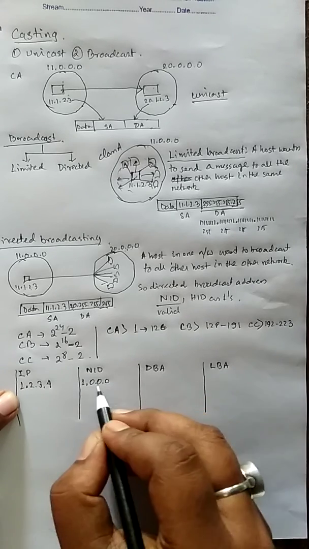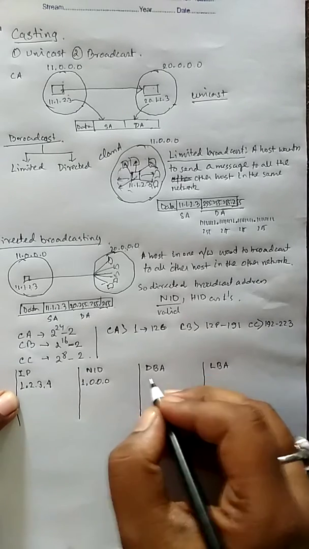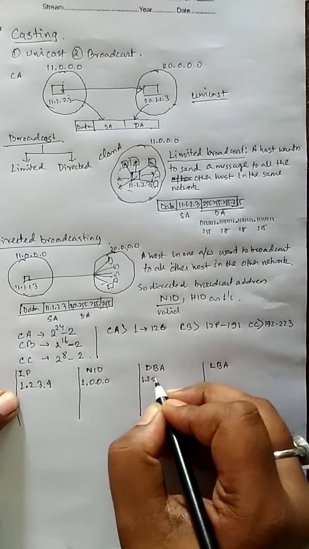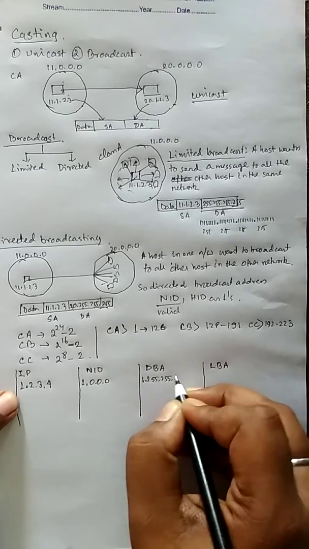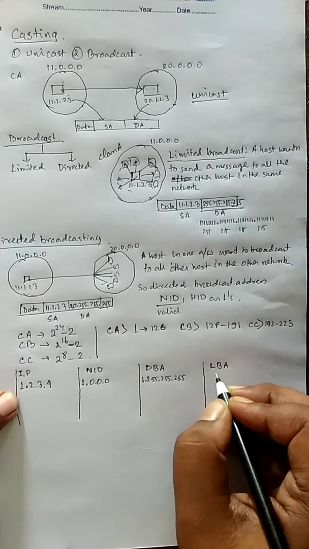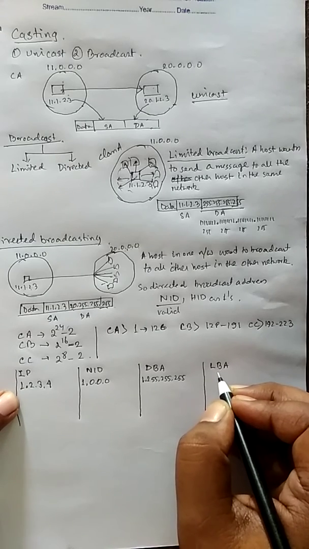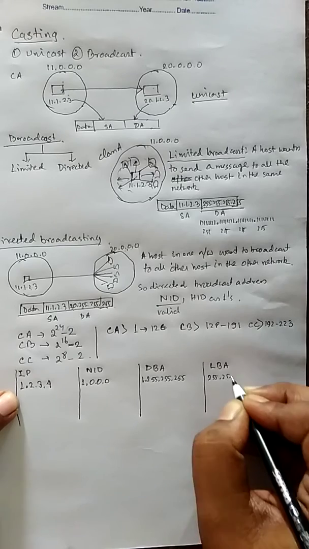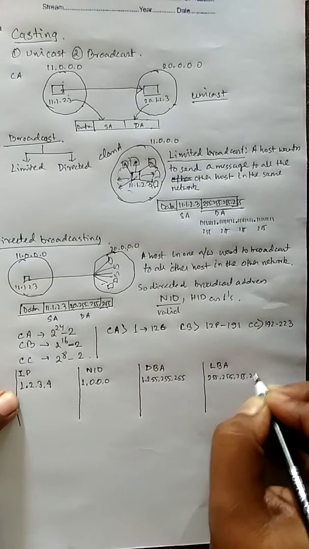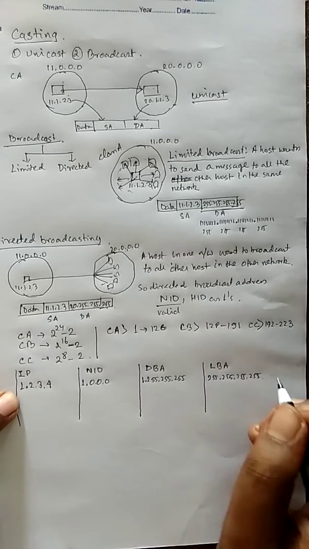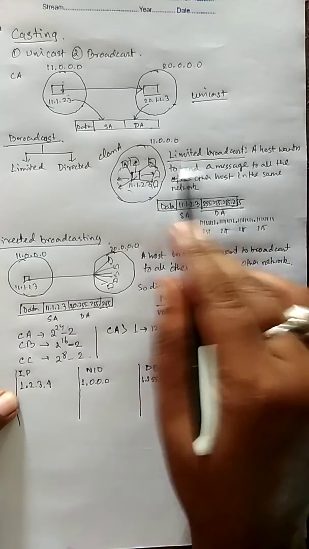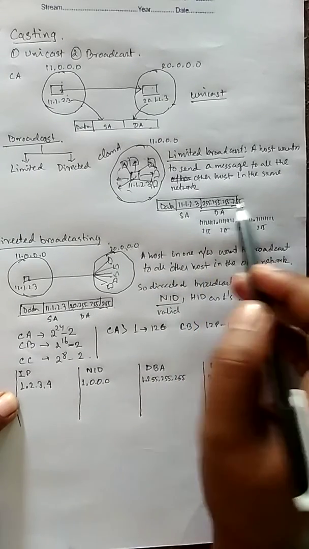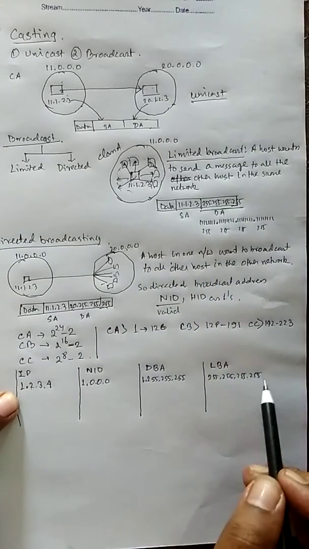Now what will be the directed broadcast address? The host part will be all ones, so it will be 1.255.255.255. What will be the limited broadcast address? The limited broadcast address will be 255.255.255.255, as we have seen before. So for class A, the limited broadcast address is this one.